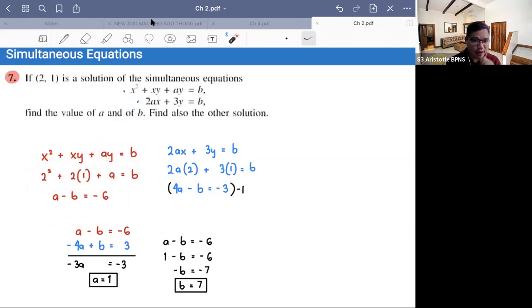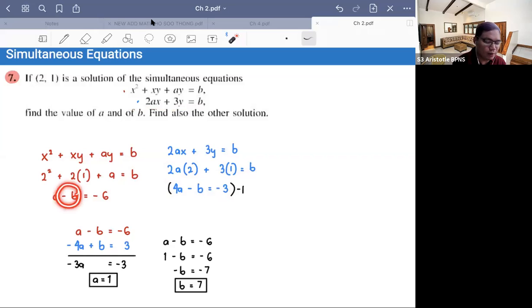All right? And then for the second equation, you have 2ax plus 3y equals b. So x here becomes 2, y becomes 1. Then simplify this, you'll get 4a minus b equals negative 3. Now, basically, you have 2 equations. So for this, I'll just use the elimination method because it's much faster.